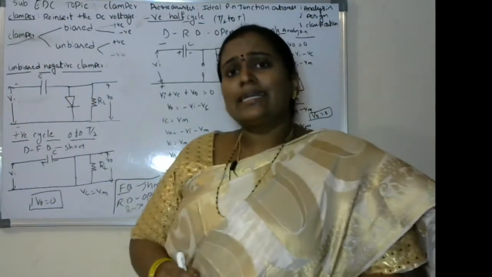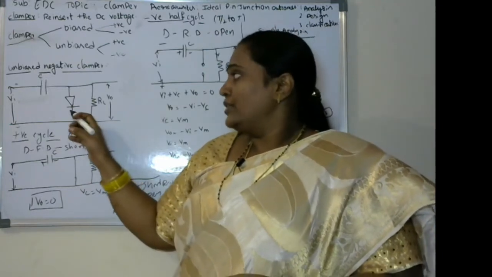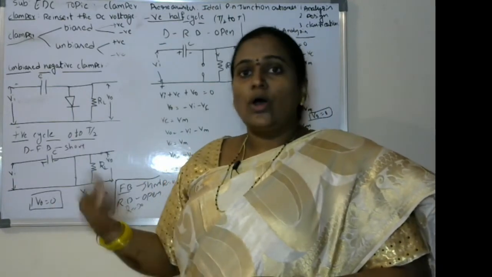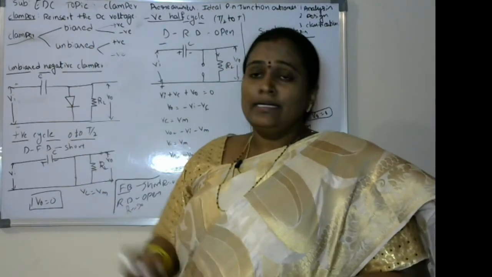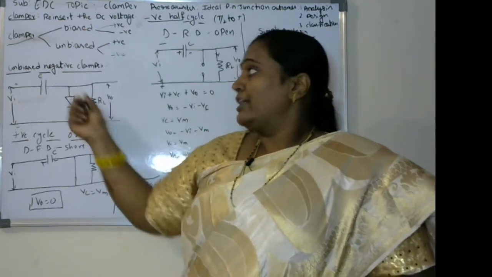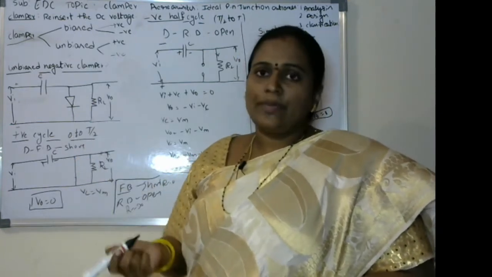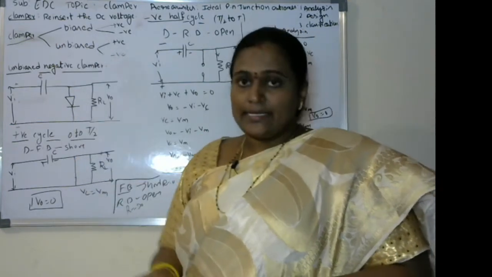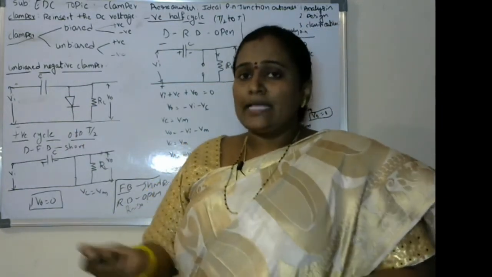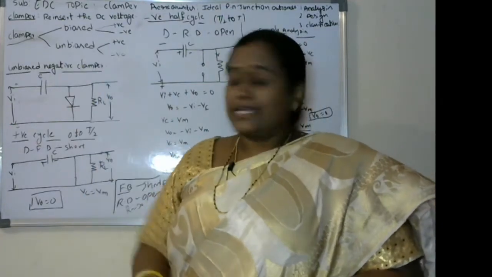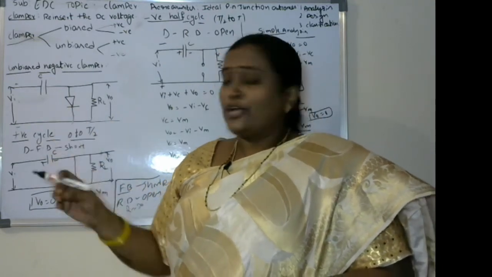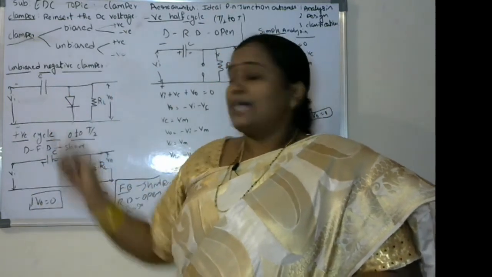Mainly, clampers are classified depending upon whether we are using any reference voltage for biasing the PN junction diode or not, like the biased and unbiased cases. If I am using an external reference voltage for biasing the PN junction diode, it will be called the biased case. If I am not using any external reference voltage for biasing, it comes under the unbiased case. Here I did not use any external DC reference voltage, just the diode, so it comes under the unbiased case.